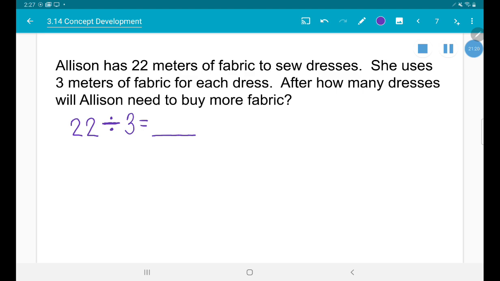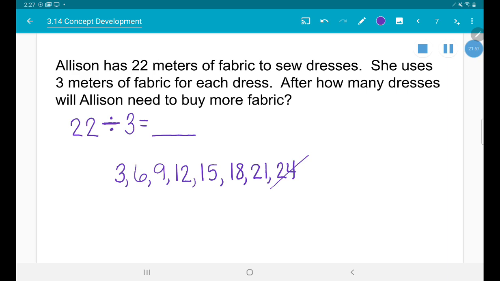So what am I going to skip count by if I'm dividing by 3? Yeah. So that would sound like 3, 6, 9, 12, 15, 18, then 21, and after 21 we would get to 24, but I don't have that much, do I? No. So I know I can't make that last dress.